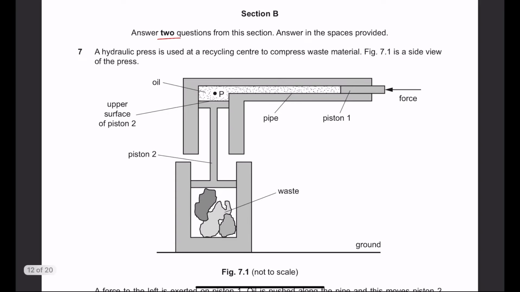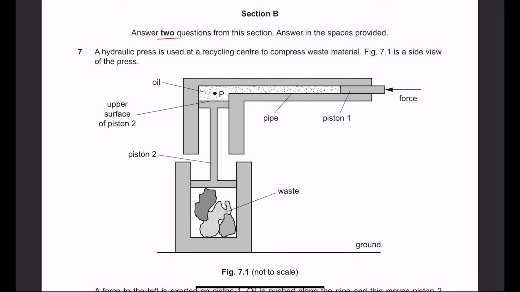So what we have here is a hydraulic system, or what you can call a hydraulic press. This is part of the chapter pressure, and it also includes some of the concepts from the chapter of work, energy and power. So what happens is that you exert a force from here as an input, but the thing about this hydraulic press is that it gives you mechanical advantage, and it exerts a much larger force here on the waste, and then it's able to compress the waste so that it can be thrown into the landfill sites. So this is basically a recycling center, and they're trying to compress the waste material, so they need a large force.